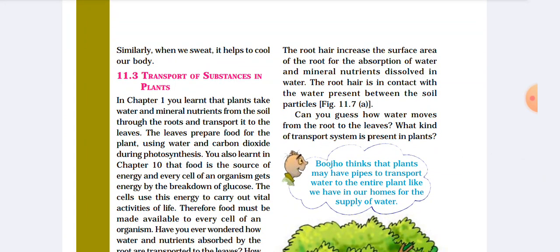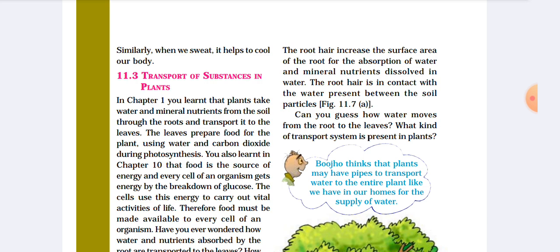Now, transportation in plants. In chapter 1, you have learned that plants take water and mineral nutrients from the soil through roots and transport them to the leaves. The leaves prepare food for the plant using water and carbon dioxide during photosynthesis. You have also learned in chapter 10 that food is the source of energy. Every cell of an organism gets energy by breaking down glucose. The cell uses this energy to carry out vital activities of life. Therefore, food must be made available to every cell of an organism.